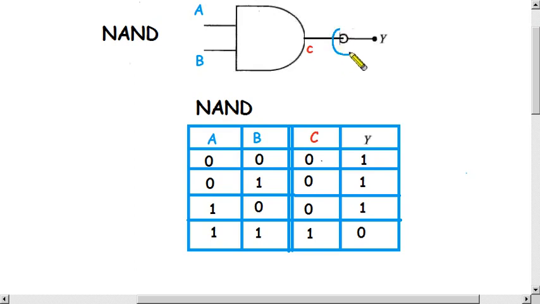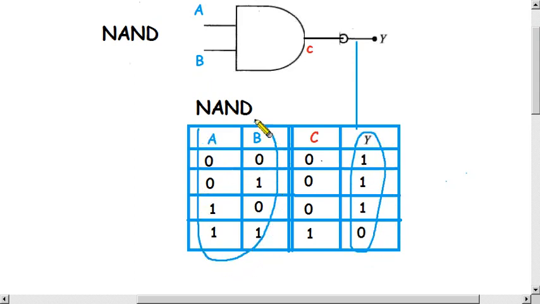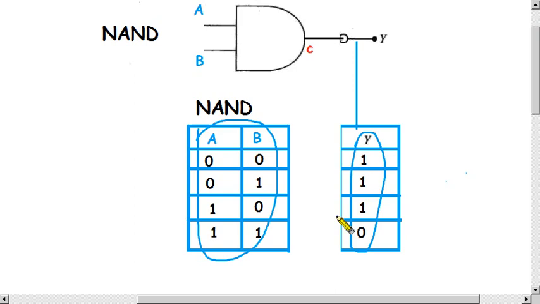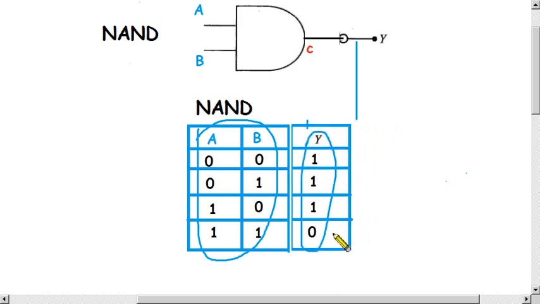So after going through this NOT gate, we get these values from Y: 0 turns to 1, 0 turns to 1, 0 turns to 1, 1 turns to 0. So this is the final output for these two inputs. So we don't need this one now. So the final output is like this.